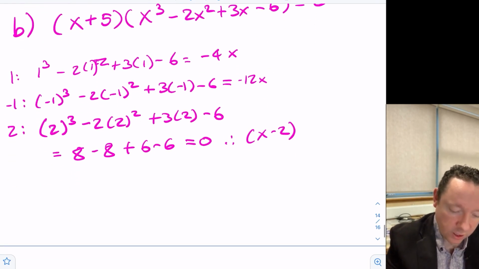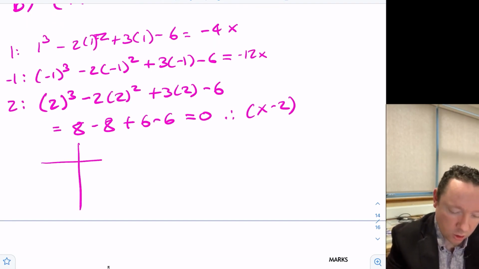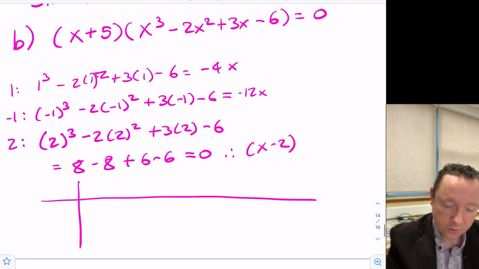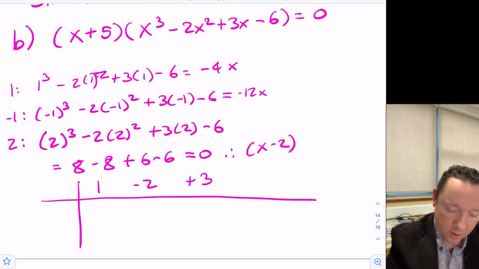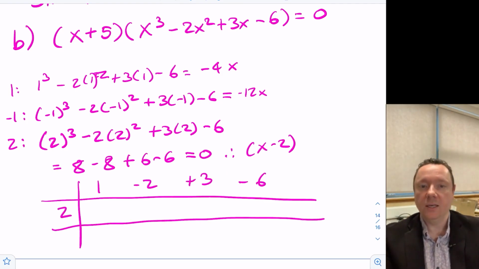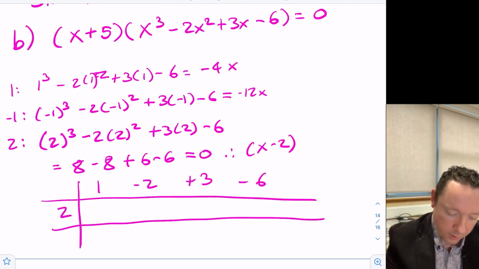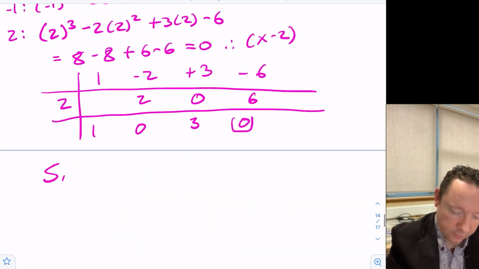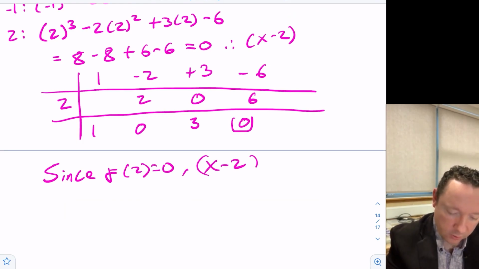So we're going to have to synthetic division it anyway, but we now know 2 goes in. So synthetic division just on the x cubed minus 2x squared plus 3x minus 6. 1x cubed minus 2x squared plus 3x minus 6. And we're subbing in 2. Now you could have just done that to the start and done it for 1, minus 1, 2, and so on. We've got 1, 2 1s are 2, minus 2 is 0, 0 again, plus 3, 3 2s are 6, get 0. So since f of 2 equals 0, x minus 2 is a factor.